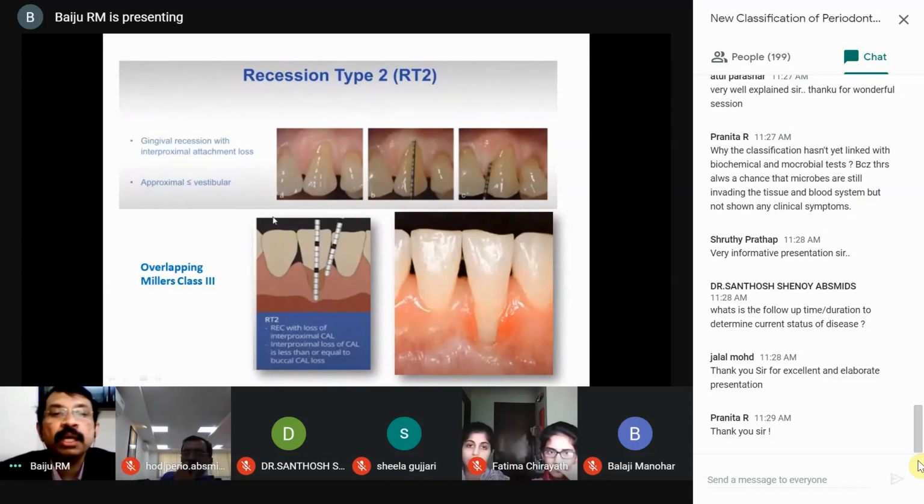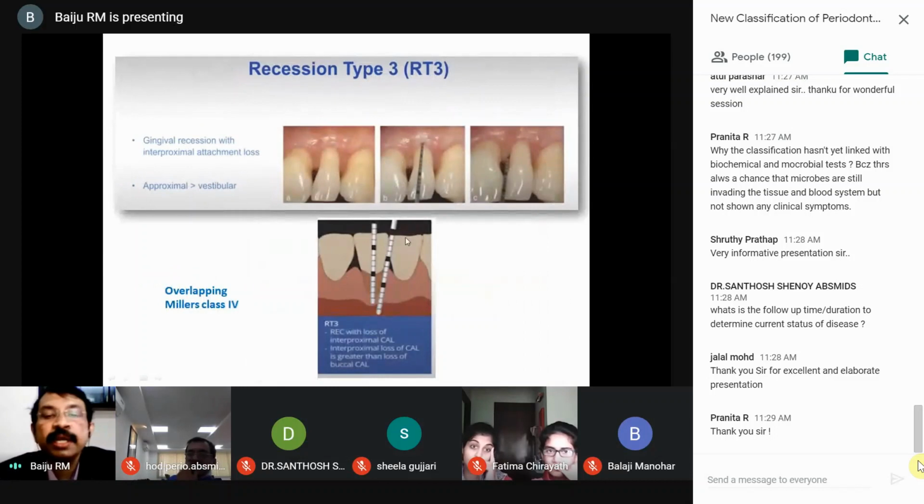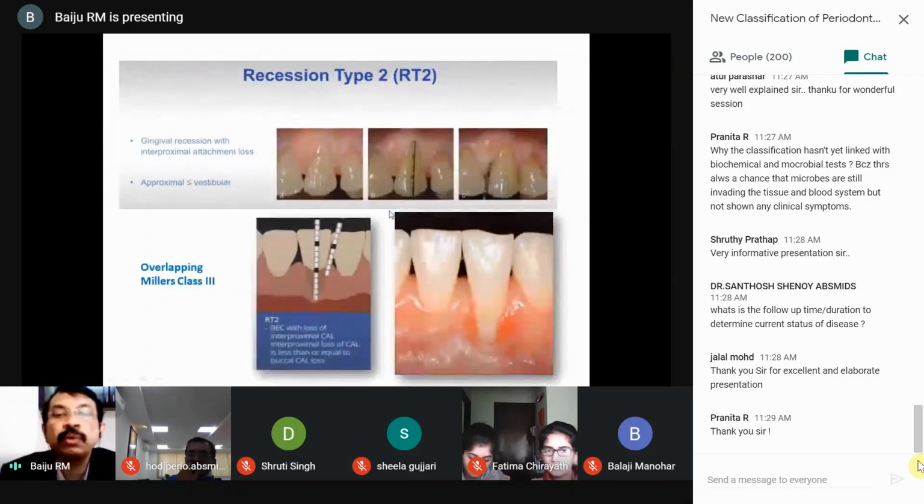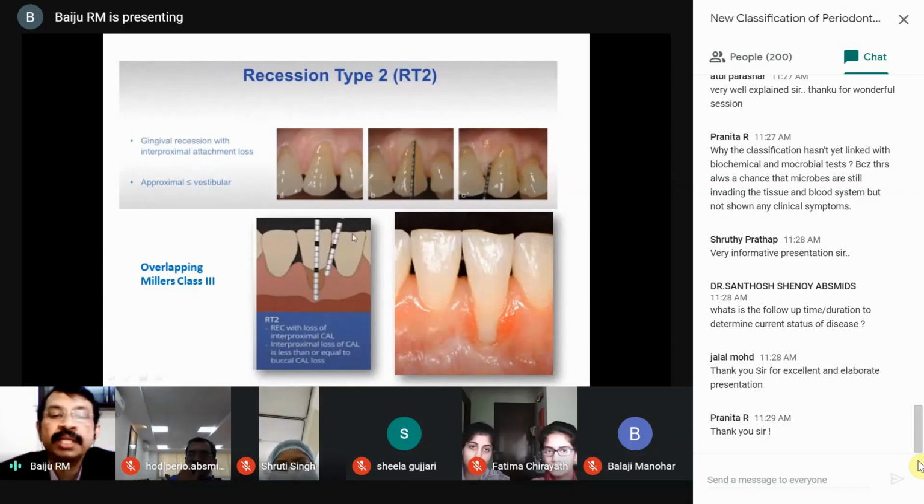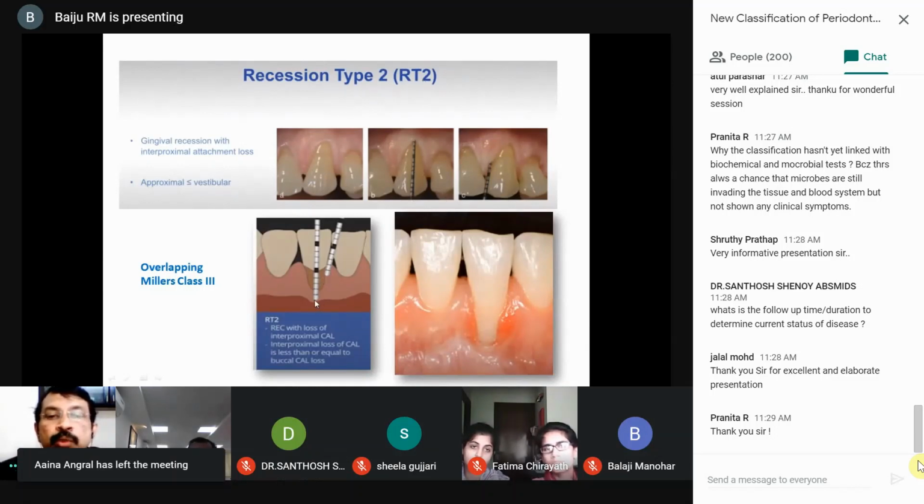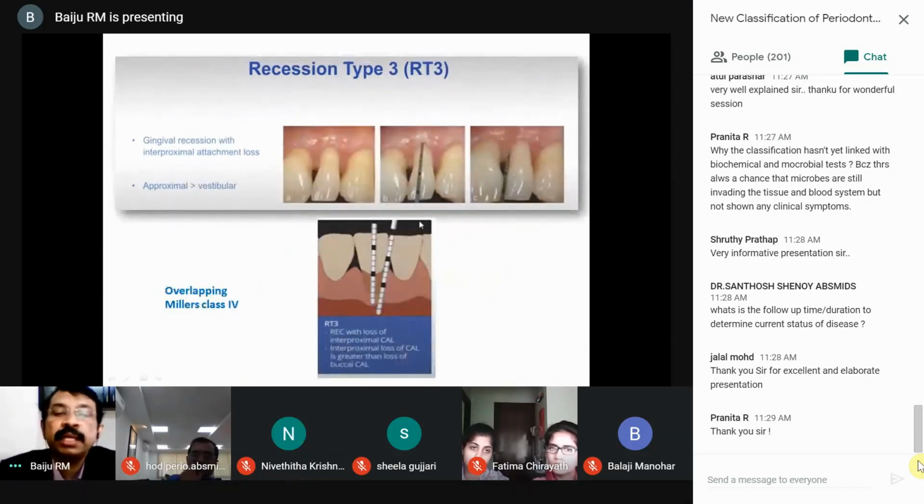So, RT2 means there is interproximal attachment loss. If you look at the RT2 once again, you can say that even though there is interproximal attachment loss, it has not reached the level of the buccal. So RT2 recognizes interproximal loss, but it has not progressed to the level of the buccal. Now when you look at recession type 3, it says that the interproximal attachment loss actually exceeds the buccal attachment loss. So there are some problems in this class.